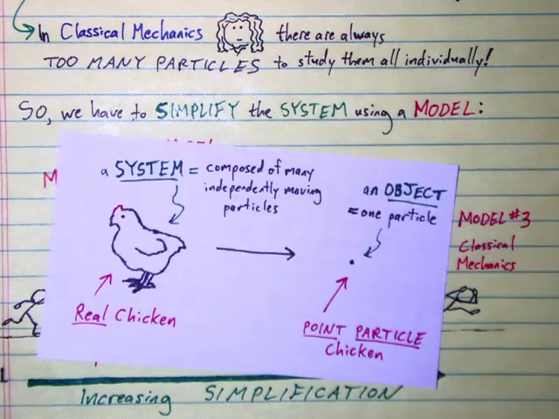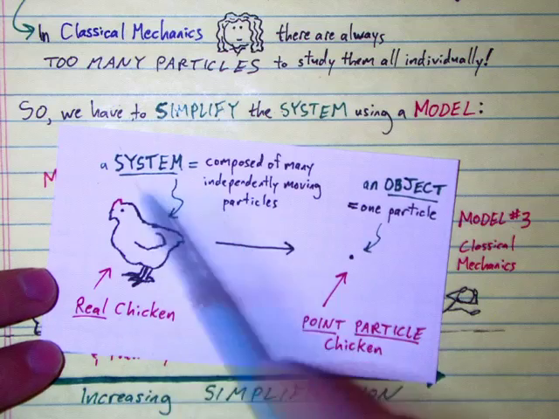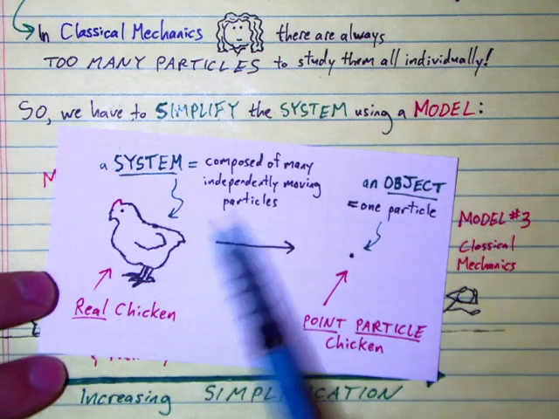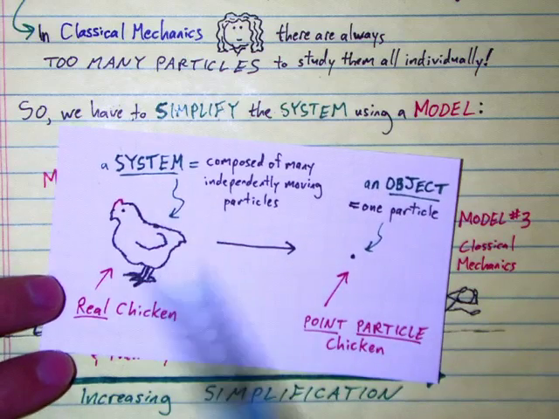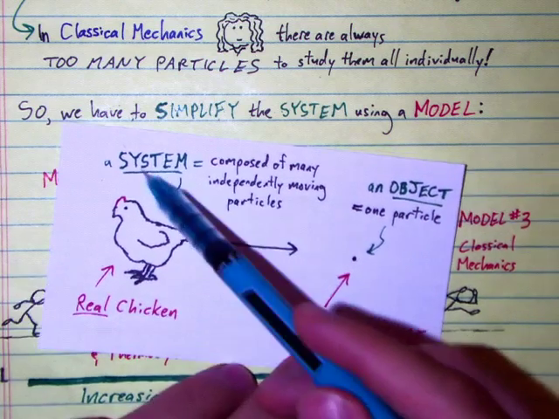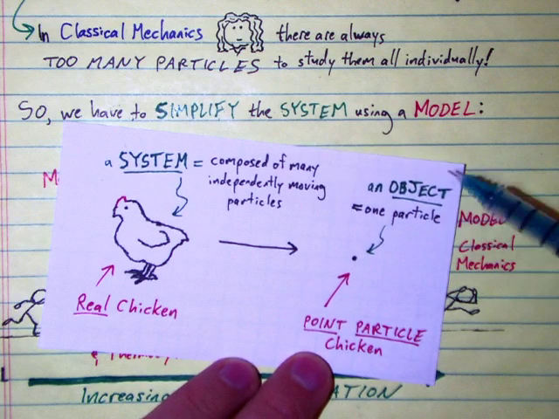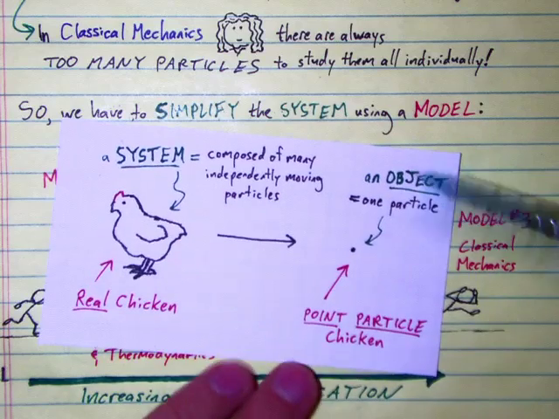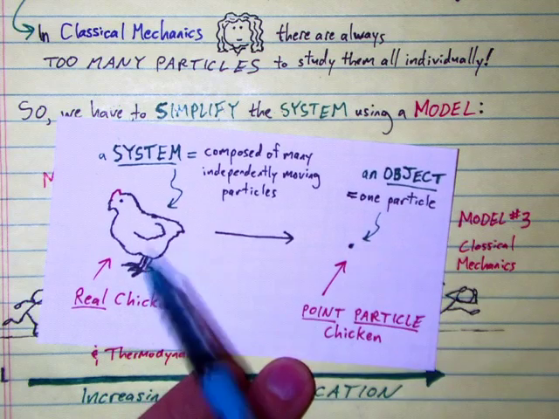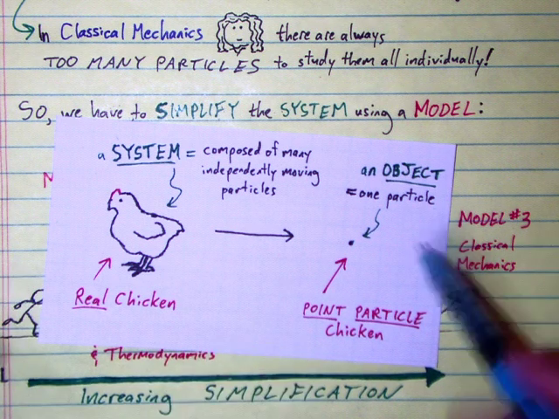Well, here's another complex system, a chicken. This real chicken is a system composed of zillions of atoms. We could simplify it using this model and treat this entire chicken as a single object. When we treat a system as a single point particle, we now call it an object. So this is a system, this is an object. It occupies a single point in space. We now are taking our real chicken and turning it into a point particle chicken.